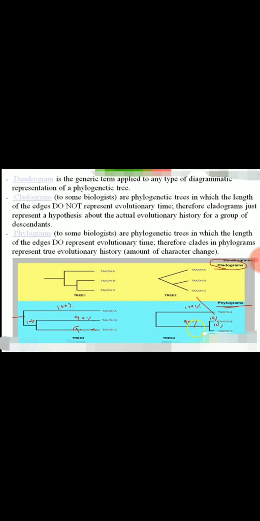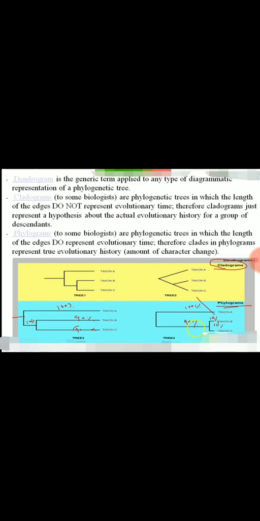We can see a few terms related to the phylogenetic tree, like the dendrogram, cladogram and the phylogram. What is this? These three terms are quite similar to each other, but there are very slight differences between them. Dendrogram is a generic term applied to any type of diagrammatic representation of the phylogenetic tree, meaning any type of phylogenetic tree you can call a dendrogram.